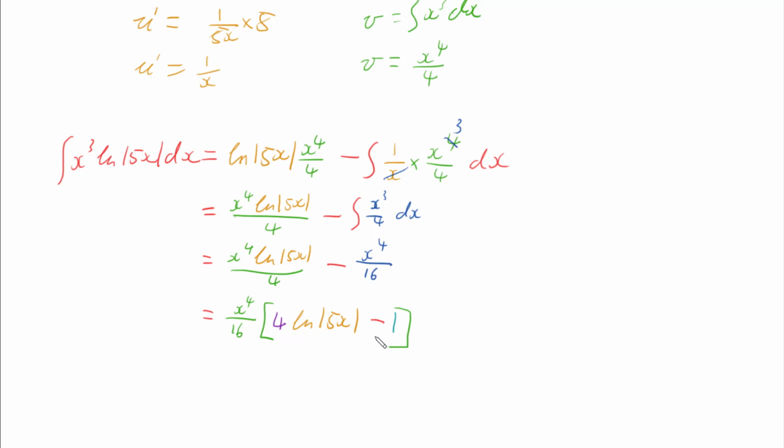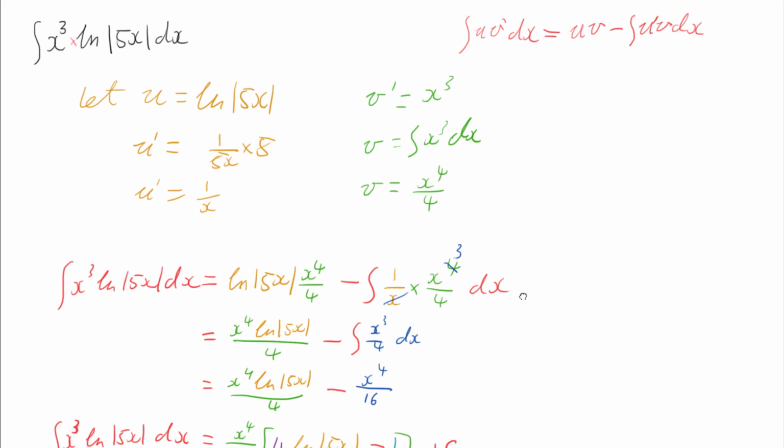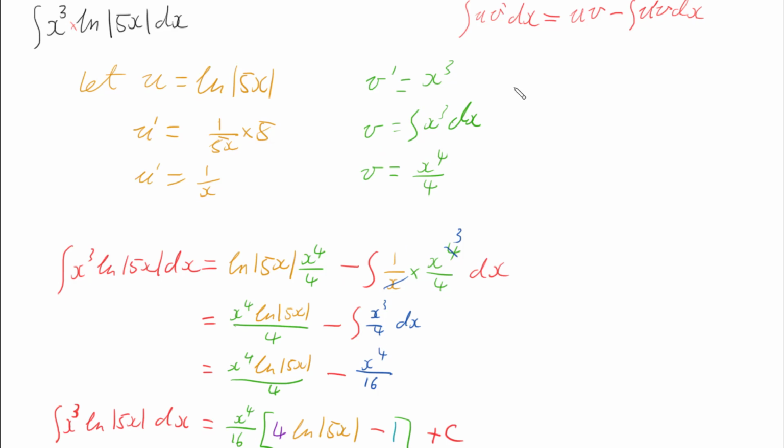So our integral of x cubed times ln of 5x with respect to x is x to the 4 on 16 times 4 ln of 5x minus 1 plus c. And we're done. So with our integration by parts, if we have a natural log in there, we must pick it to be u, because we can derive it, we can't integrate it. And then we just follow through with our normal integration by parts procedure using whichever strategies we need to solve it out, and we're done.